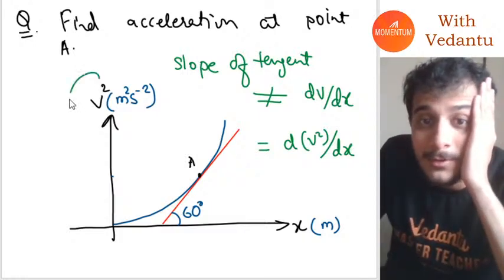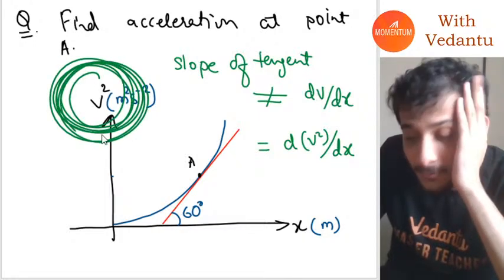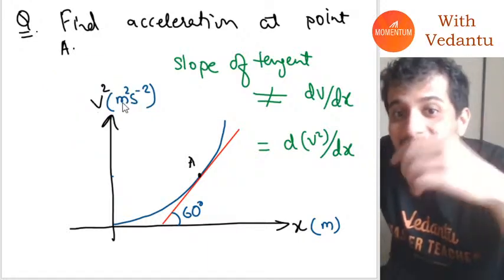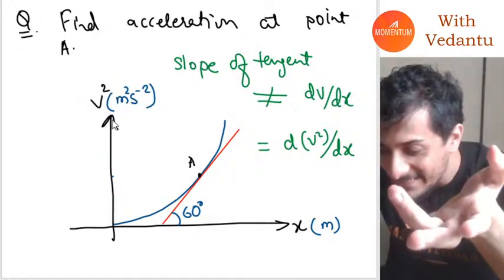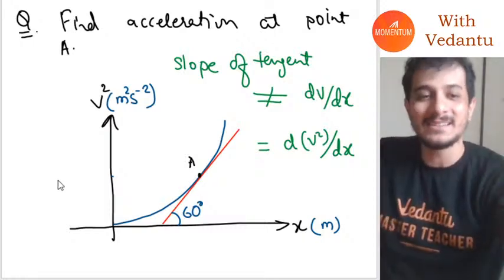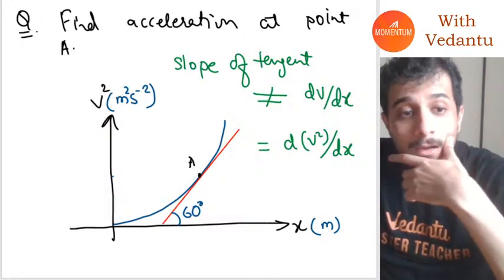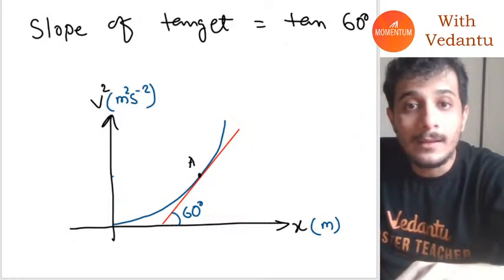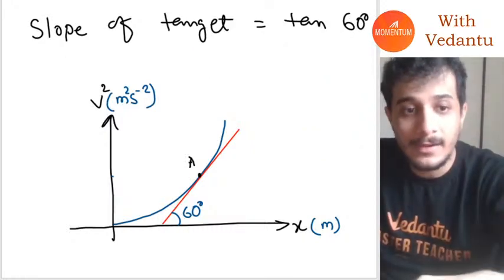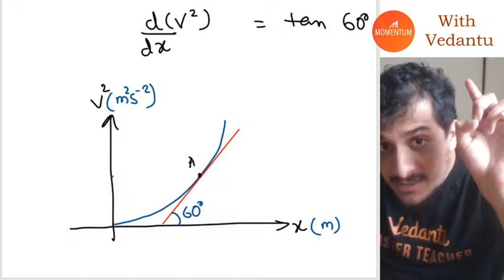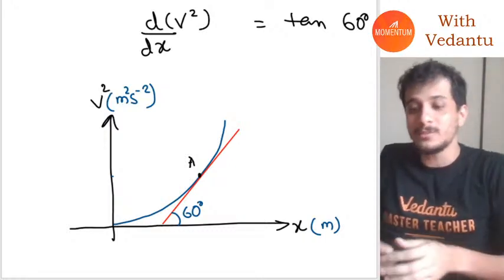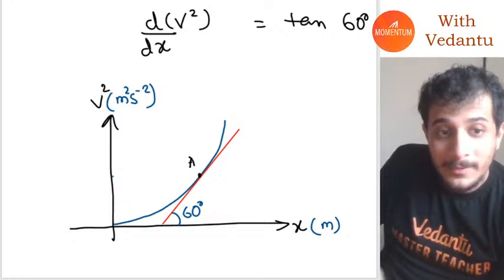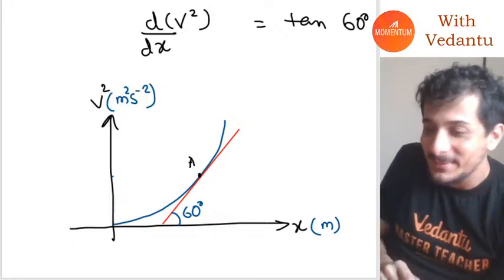Why am I saying that? Because I have v square here. Can you see that? I hope everybody understood. Here, if I ask you what is the slope of tangent, it's tan 60 definitely, but basically dv square by dx is tan 60.